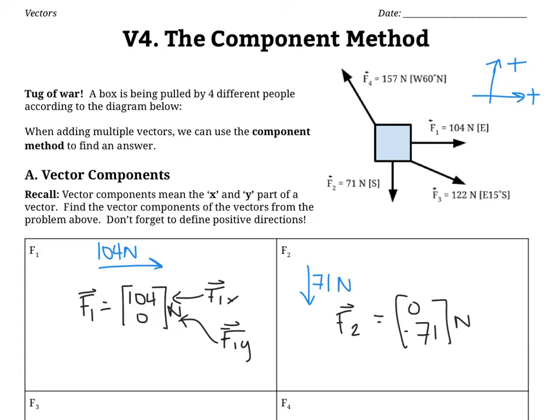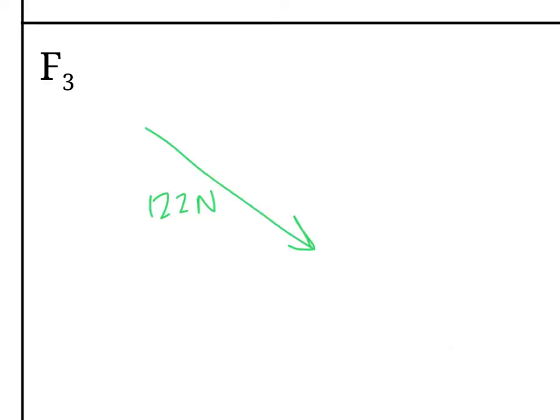Force 3 is a little bit more complicated. Now let's look at force vector 3, which is 122 newtons east, 15 degrees south. This one, it's not obvious what the x and the y components are, so we're going to have to find them. I always like to start with the x component. The x component is how far left or right it goes. And then the y component is how far up or down it goes. So x first and then y.